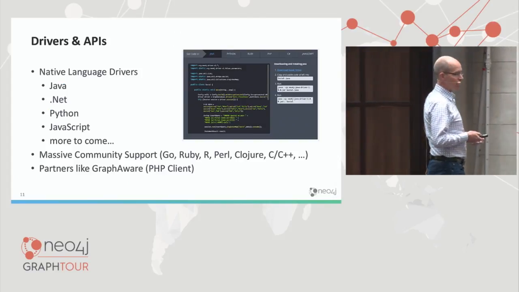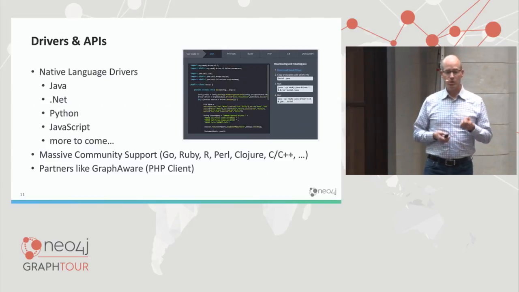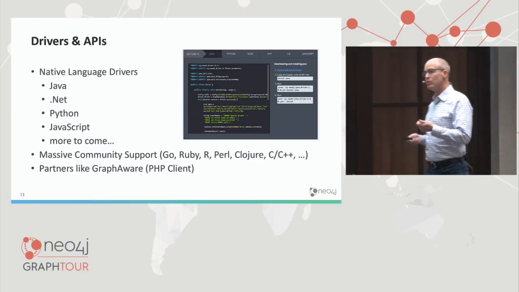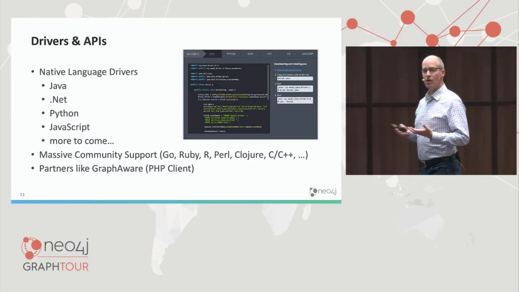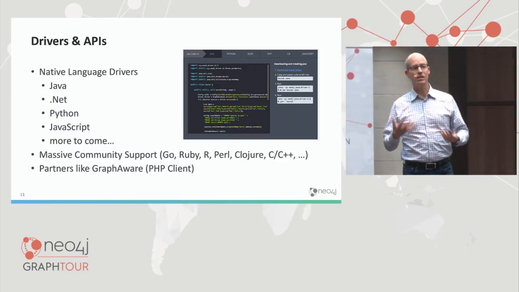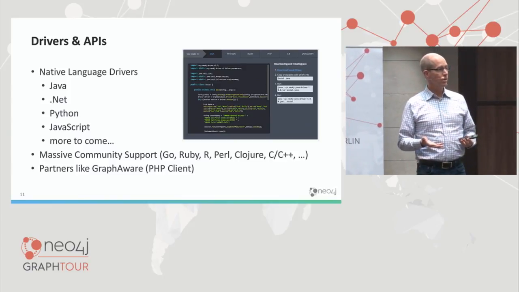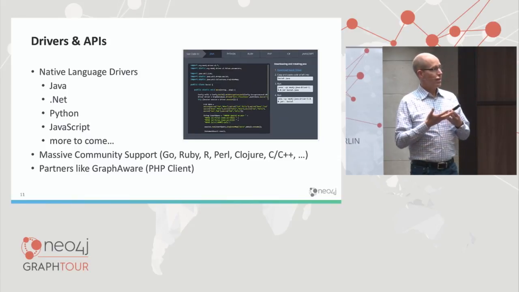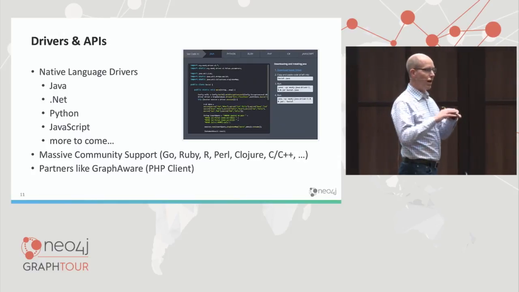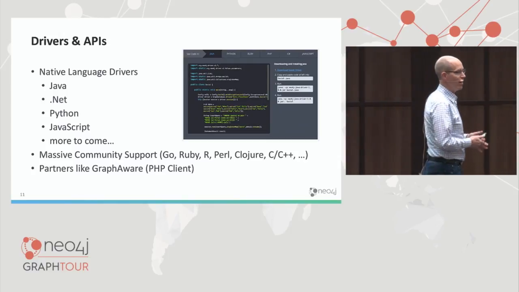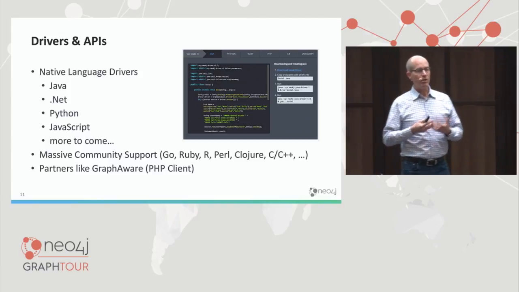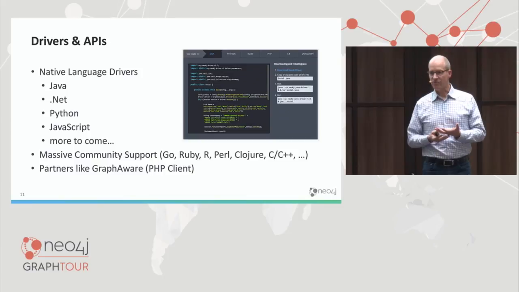Neo4j has native language drivers for Java, .NET, Python, and JavaScript. These native language drivers are relatively low-level drivers. The goal of these language drivers is to take care of the really messy stuff of dealing with clusters and allow developers, community members, and partners to build the higher-level logic on top of that, of building object graph mappers so that they don't have to think about the lower-level stuff.